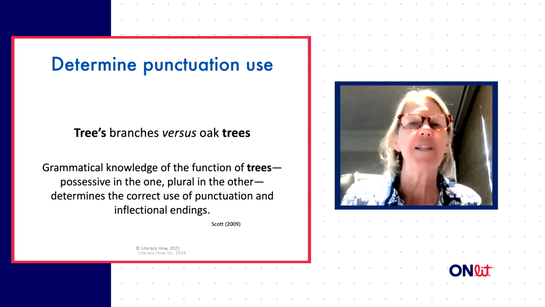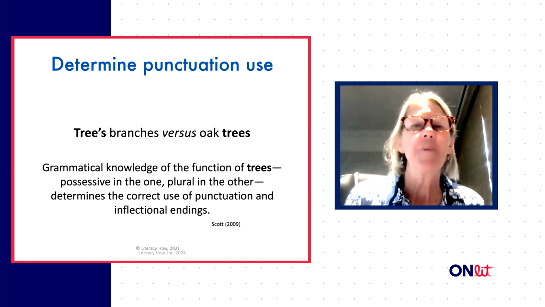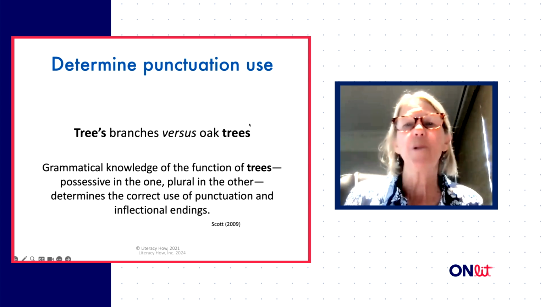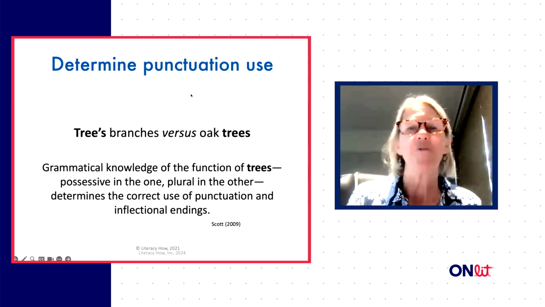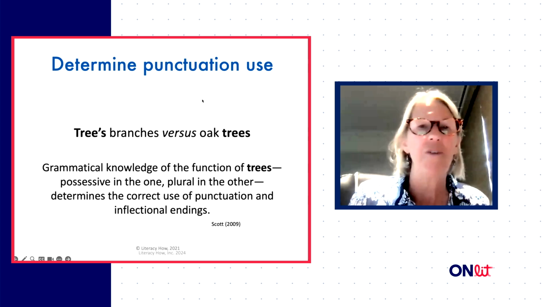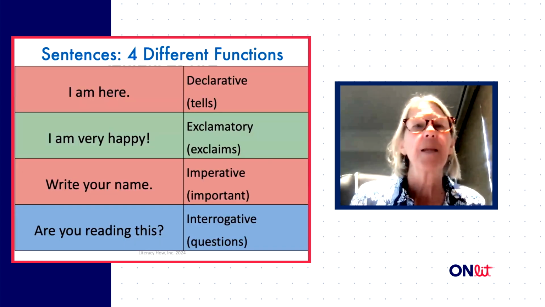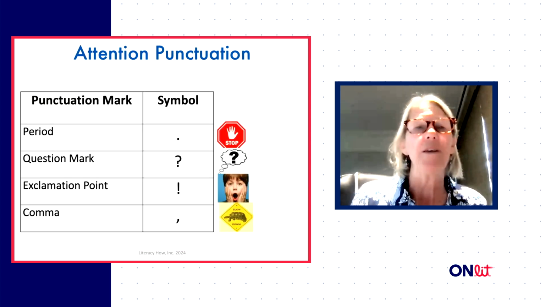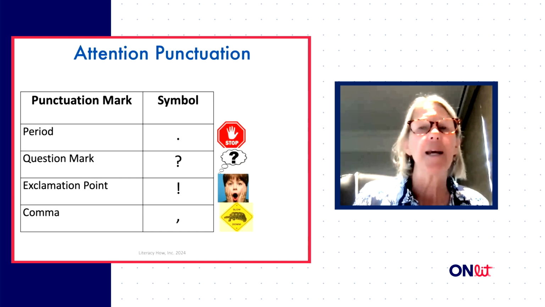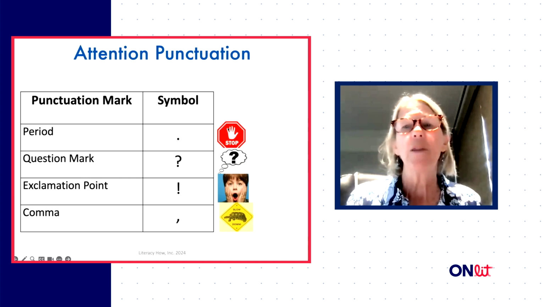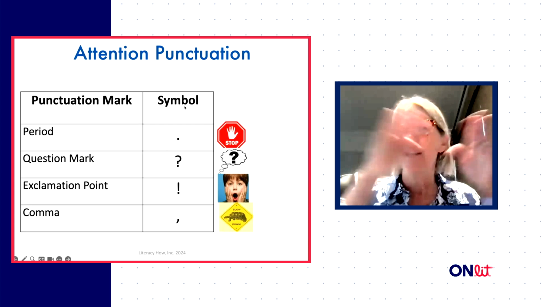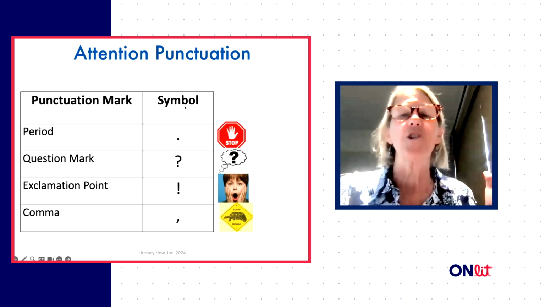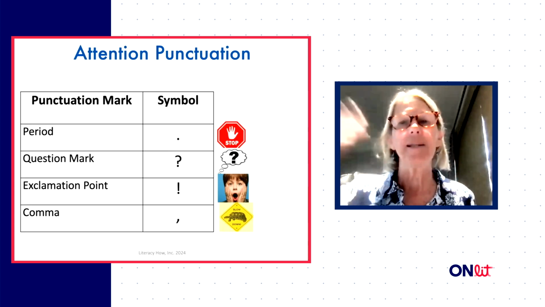Trees, in the first example here, is possessive, right? In the second example, the word is plural because it's missing that apostrophe, and apostrophes are very challenging for kids. These are our sentence types, and we can teach our punctuation marks when we teach those sentence types, and we teach them the function, in the interest of our functional grammar approach. What is the function of a period? It tells us to stop.